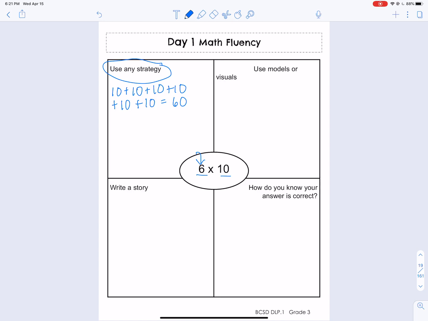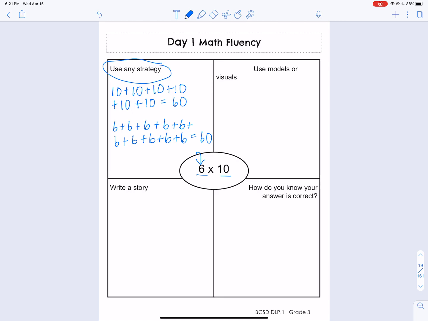Now, of course, I could have done it the other way. I could have done 10 sixes like this. 1, 2, 3, 4, 5, 6, 7, 8, 9, 10. I could have done it like that. It just would have taken me a little bit longer to arrive at my answer, just to add all of those sixes up.